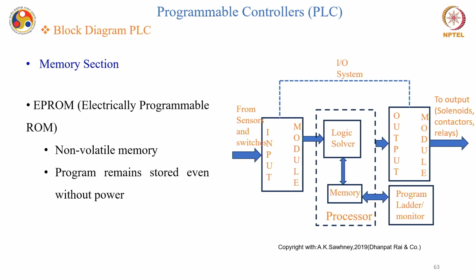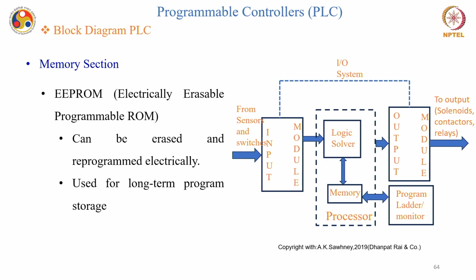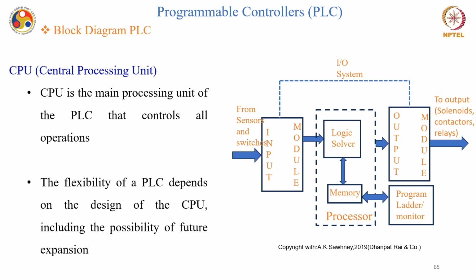Then we have non-volatile memories also in the form of EPROM as well as EEPROM. So EPROM, which is the electrically programmable ROM, is again a type of non-volatile memory, and the program remains stored even without any kind of power. Then we have EEPROM, which is the electrically erasable programmable ROM. This can be erased and reprogrammed electrically, and these are used for long-term program storage in a PLC.